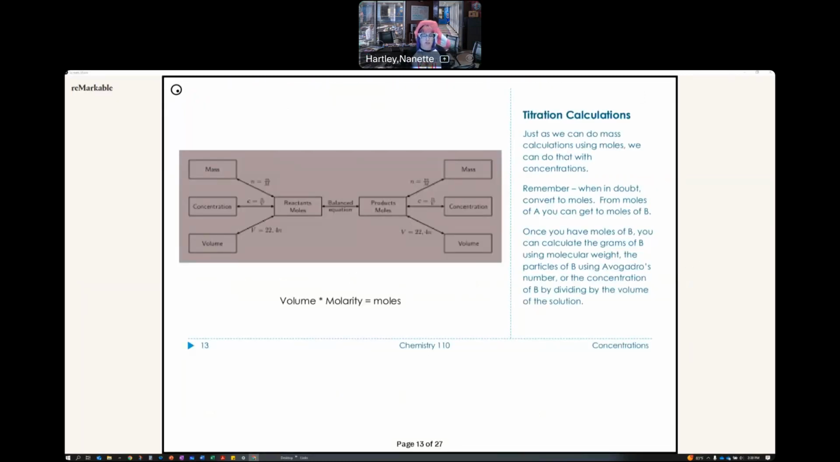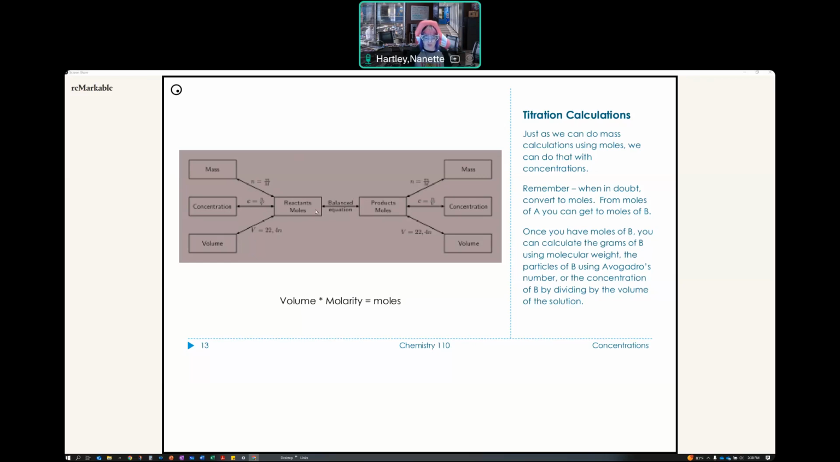Now, when we talk about titration calculations, I can do mass calculations using moles. I can do the mass to reactant moles using the molecular weight. I can do the concentration using moles per volume. Eventually we'll get to volume. That'll happen right after the next test. So mass and concentration, we've now talked about both of those.